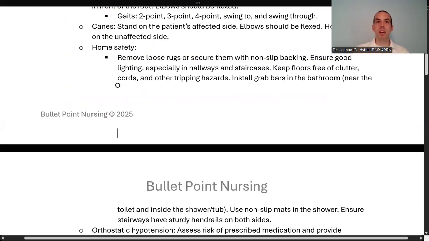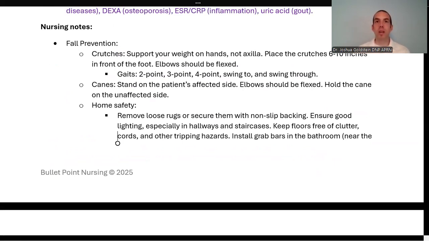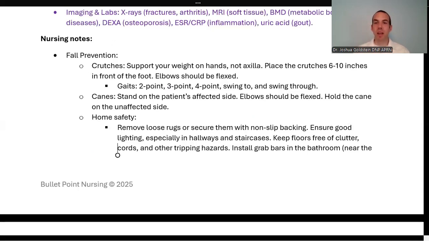So a big part of musculoskeletal is going to be preventing falls. Crutches support your weight on your hands, not on the axilla, not on the armpit. So when you're educating a patient on how to use their crutches, we have to educate them. Even though it looks like the patient is leaning on their armpits, they're not. Their weight has to be on their hands.